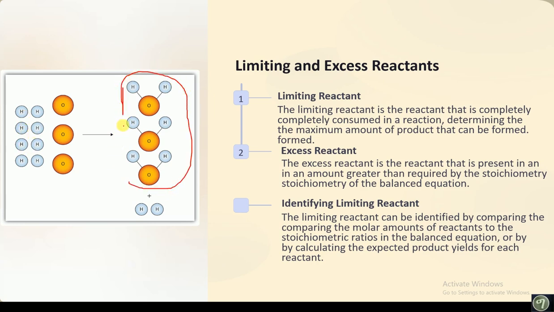This is our product. So this is leftover. So these are excess. 6 atoms of hydrogen react with 3 atoms of oxygen to give this water. But there is leftover, that is 2 hydrogen atoms or 1 molecule of hydrogen. So we can say oxygen is the limiting reactant, hydrogen is the excess reactant.